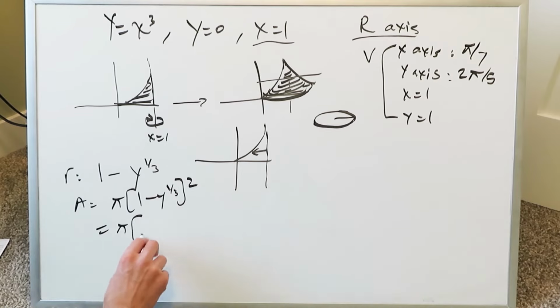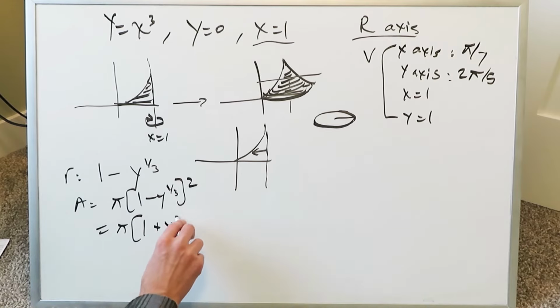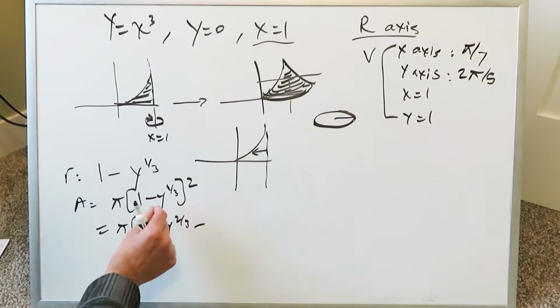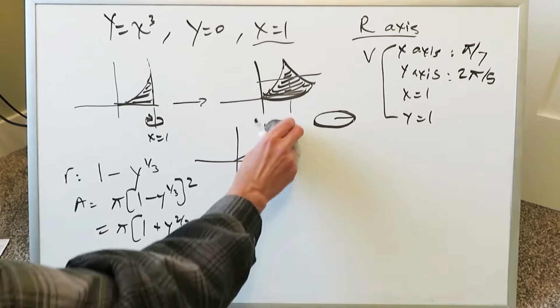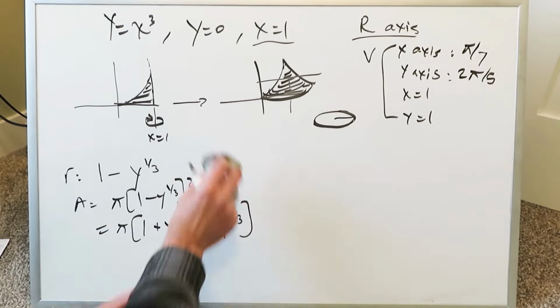And that's pi times 1 plus y to the 2 over 3 minus, now you got to do the intermediate term over here, 2y to the 1 over 3. You have to integrate this. Integrating this is not hard. It's all polynomials. So let's do it.